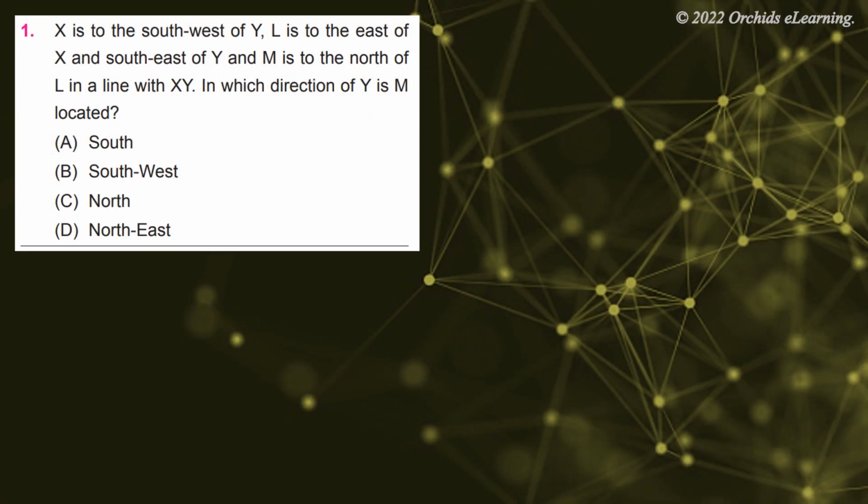X is to the southwest of Y, L is to the east of X and southeast of Y, and M is to the north of L, in a line with I. In which direction of Y is M located? D. Northeast.